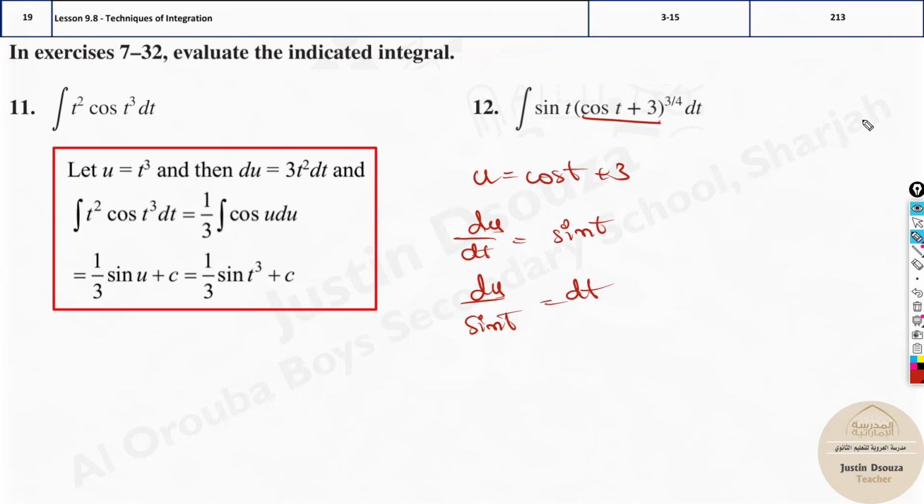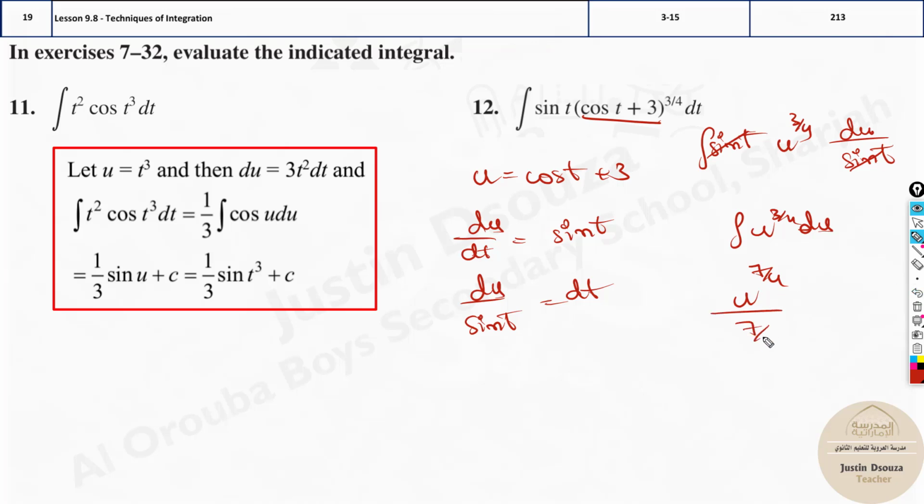Now you can substitute dt as du by sine t, and what is already there? Sine t is there, and instead of this you write u to the 3/4 power. This cancels off. You're integrating u to the 3/4 with du. Just use the power rule. It'll be add 1. It is going to be 3 plus 4, 7 by 4. It is 1.75 basically. Sorry, you should not write this du.